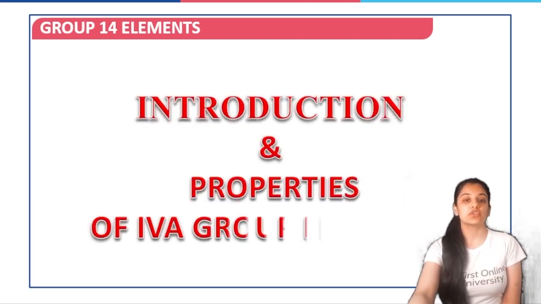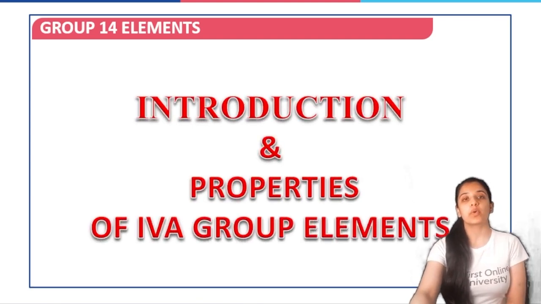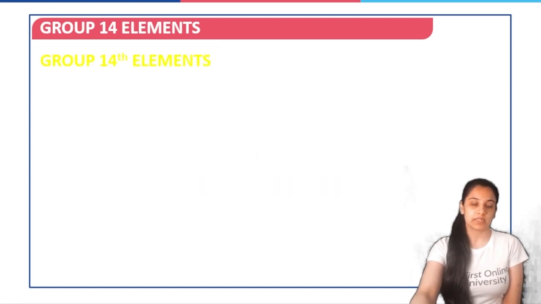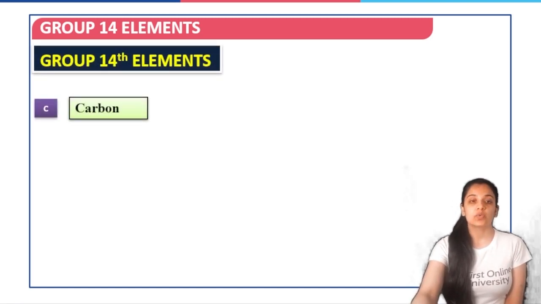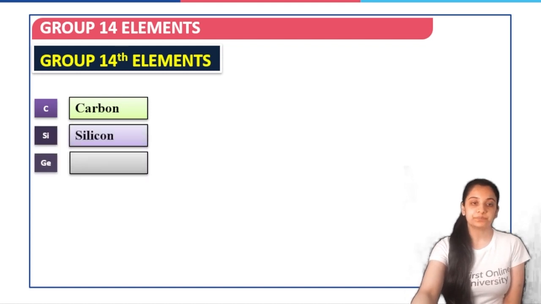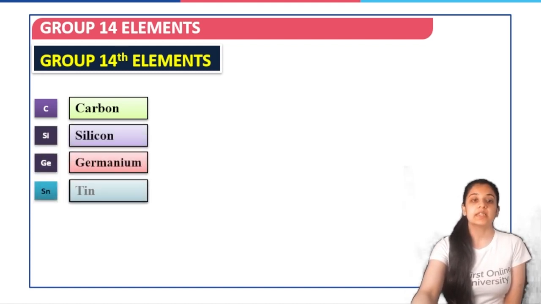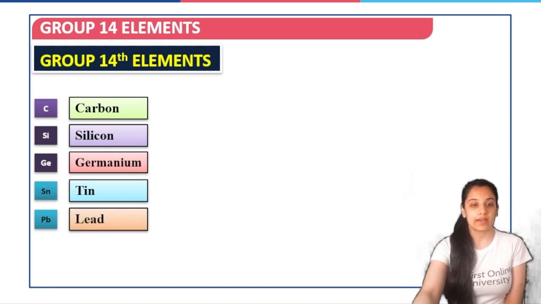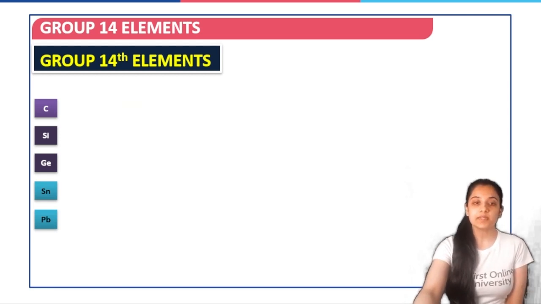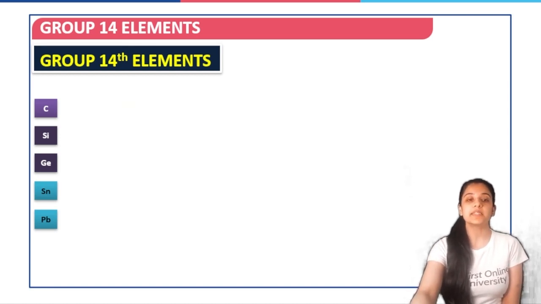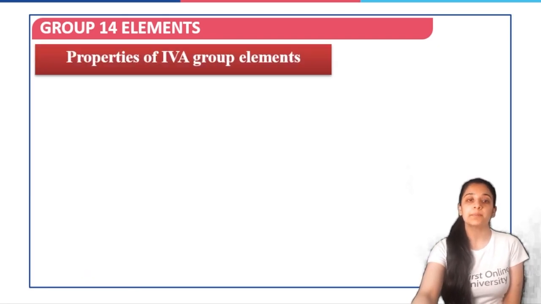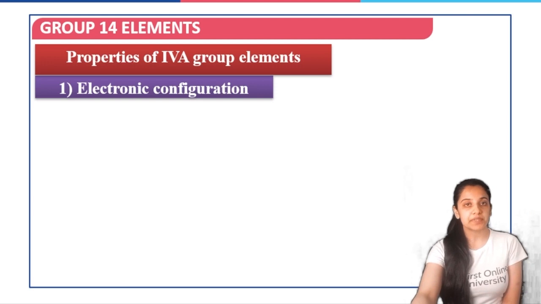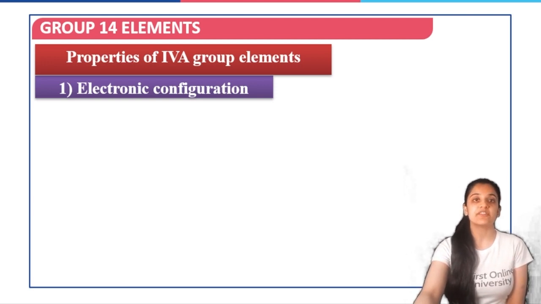Let's begin with the introduction and properties of Group 4A or Group 14 elements. Now, when we talk about Group 14 elements, it includes carbon, silicon, germanium, tin, and lead. These are the 5 elements which belong to group 14 of the periodic table. Now, what are the properties? We are now going to be discussing the physical properties.